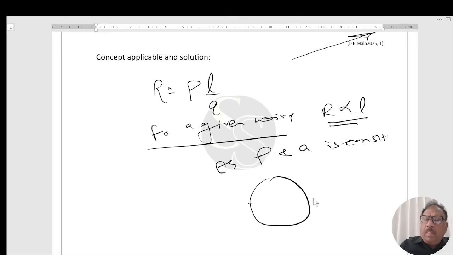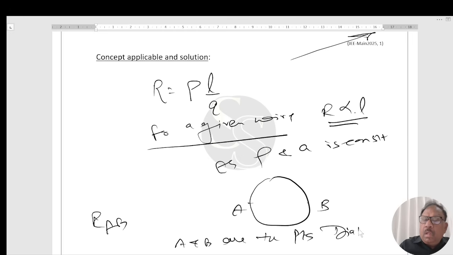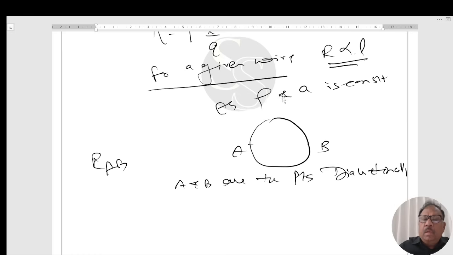This is the circle, with points A and B. We have to find R_AB. A and B are the points diametrically opposite, means this is the diameter. Whatever the length was, L by 2 will be this side, L by 2 this side. If resistance was R, then R by 2 will be this, R by 2 will be this.